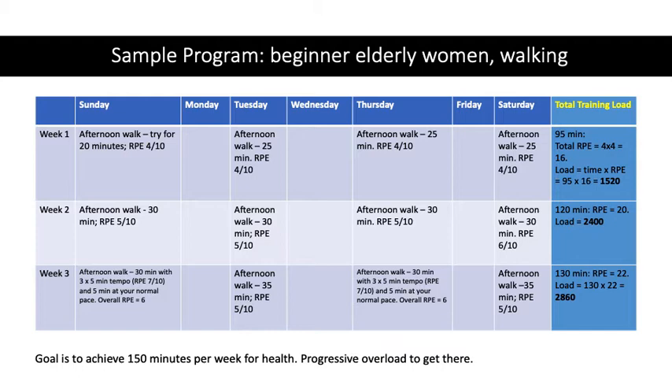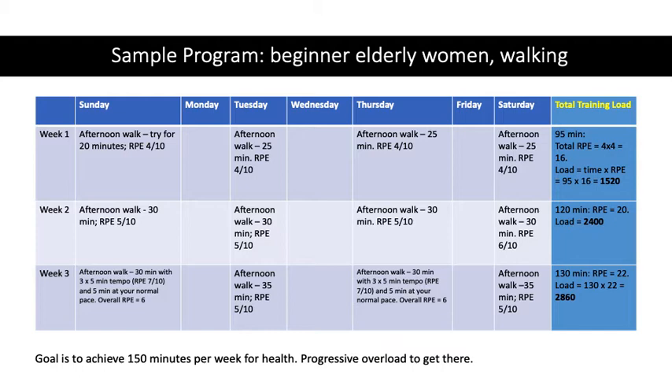So in the total training load, I added up all the minutes. In this case, it's 95 minutes. The total rating of perceived exertion for the week was 4 sessions times a 4 RPE, which is 16. And then this is how I calculated load. And it has arbitrary units. That means there are no units. It's just an arbitrary number.